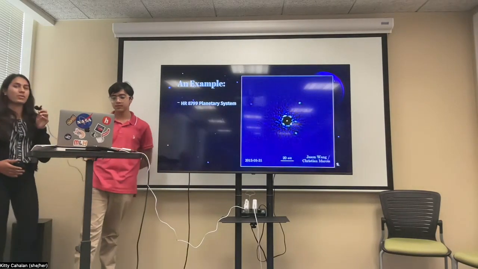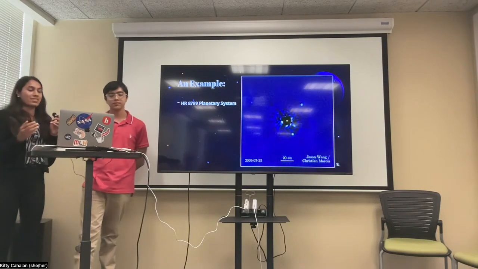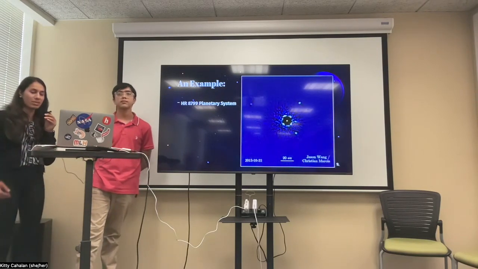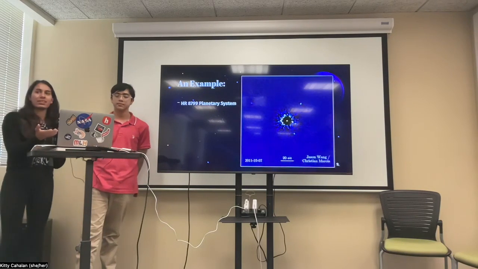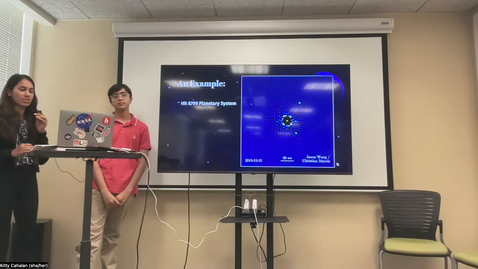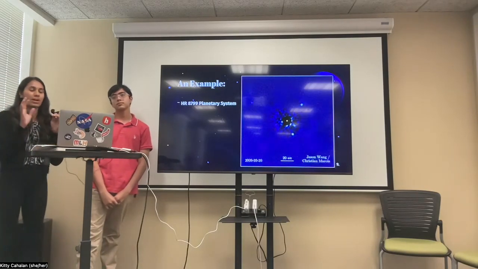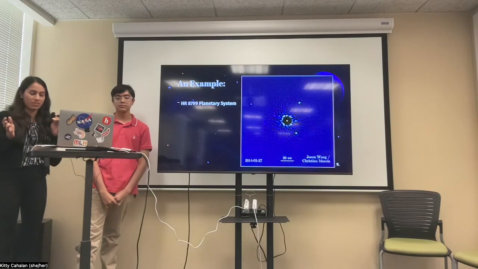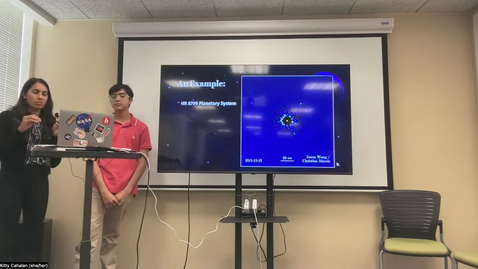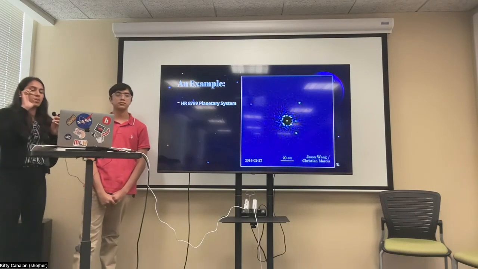So we wanted to show you a real-world example of what that might look like. So we're going to use the HR 8799 planetary system. You can see the simulation right here. This was actually captured by one of the Keck ground-based telescopes. And as you can see, the date range, it was taken over a really long period of time. So it starts around 2009 and goes to 2015. And we can see the planets are orbiting in the simulated image right here. And the star, if you notice, is black in the middle.